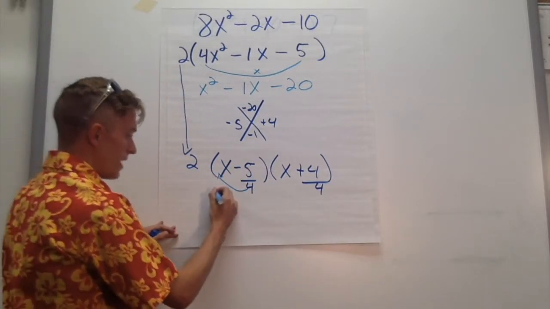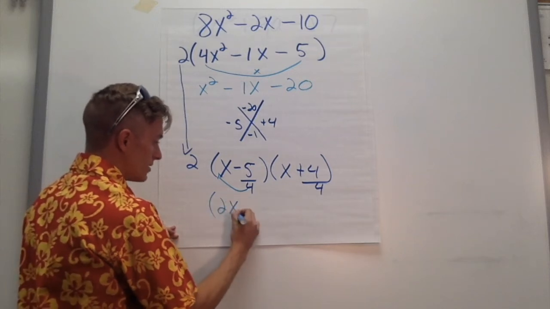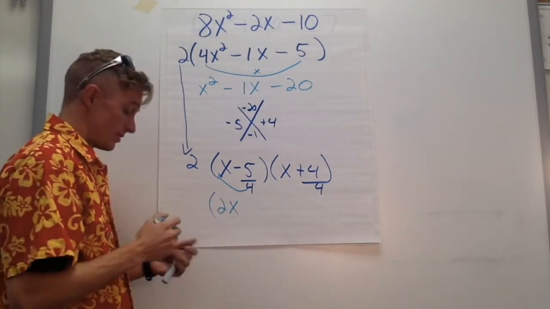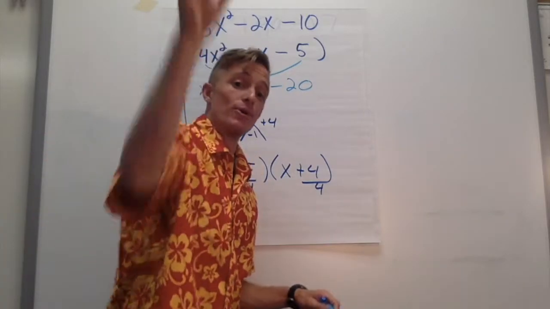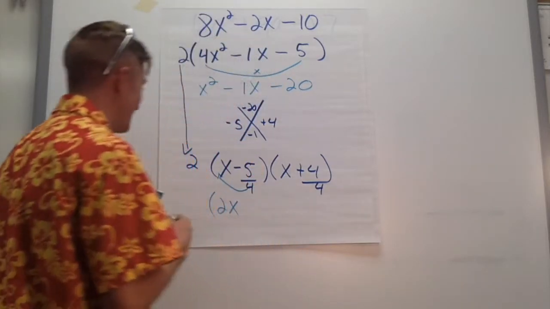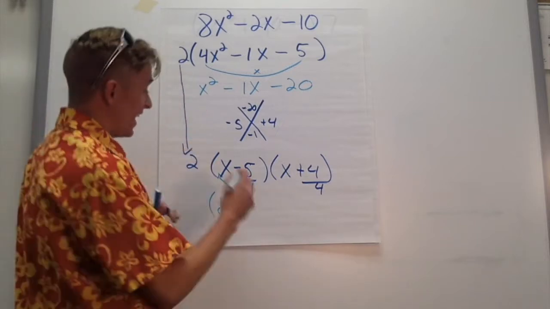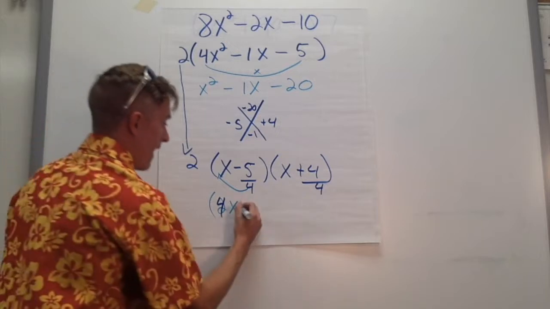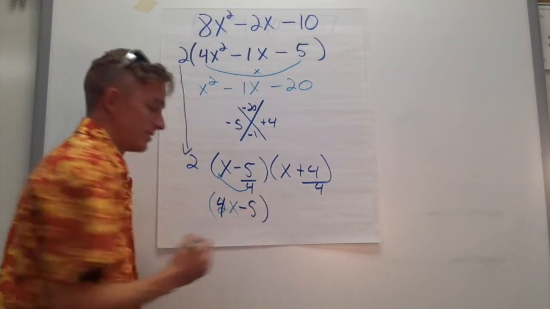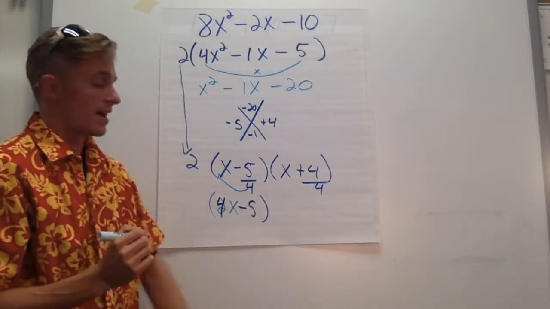So this is what we have left. We have 2x. Oh, I did that wrong. I apologize. Take the 4, put it in the front, and minus 5. 4x minus 5.